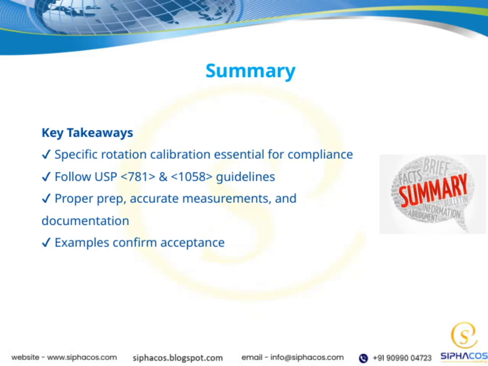Let's wrap up with some key takeaways. First, the importance of specific rotation calibration cannot be overstated when it comes to ensuring compliance. Accurate calibration is the foundation for reliable measurements. Next, it's essential to follow the USP 781 and 1058 guidelines, as they provide the standardized procedures to maintain consistency and quality. Proper preparation, accurate measurements, and thorough documentation are also critical steps in this process. They help us ensure data integrity and traceability.